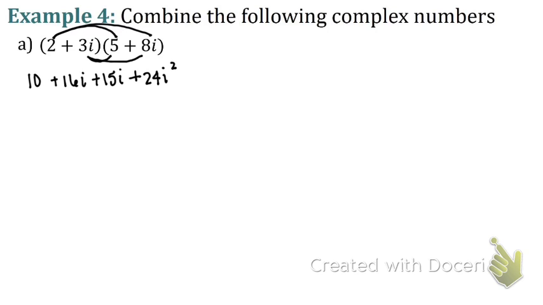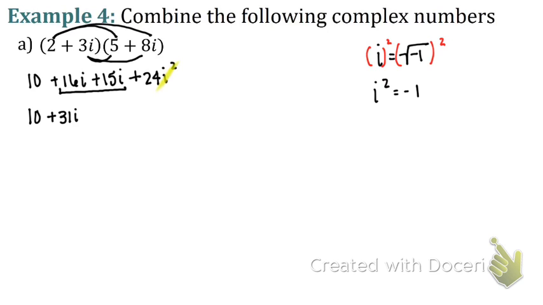So we have a 10. Then we can combine our 16i and our 15i. That's going to be 31i. Now, here we have an i squared. Let's think back to Algebra 2. We know that i is the square root of negative 1. And what happens if we square both of these things? We get i squared equals negative 1.